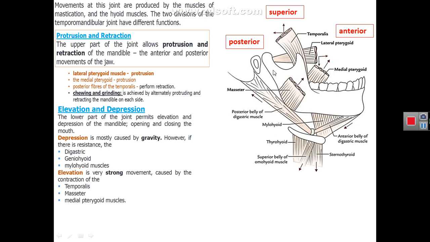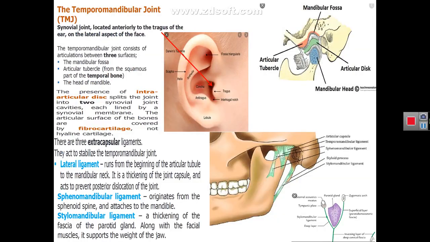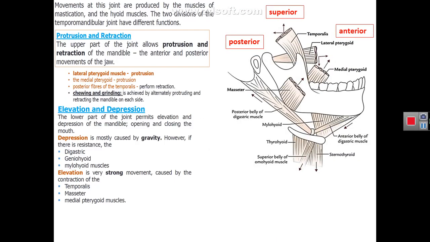We said that the joint cavity of the temporomandibular joint is divided by a disc into two spaces, an upper space and a lower space. The upper space shows the movements of protraction and retraction, while the lower space shows the movements of elevation and depression, as follows.